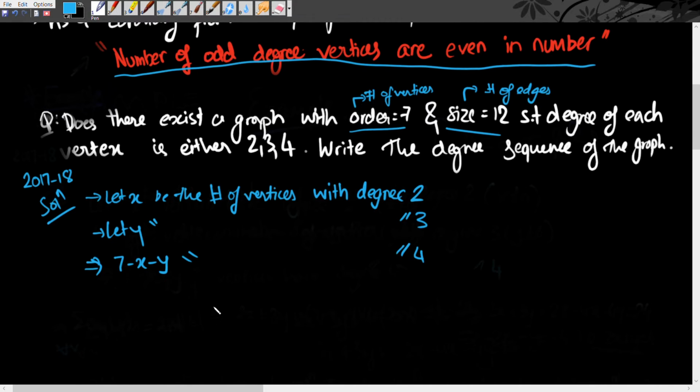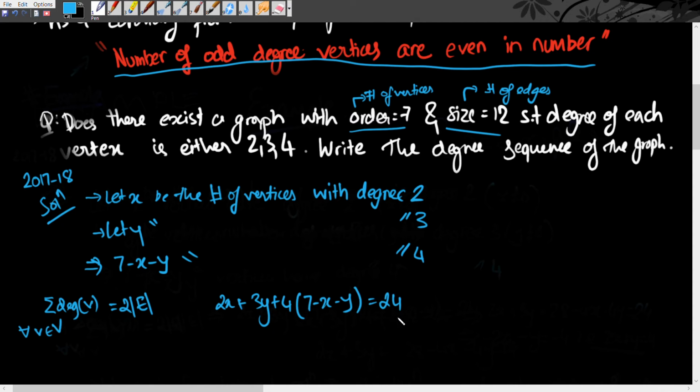Alright, so now we'll use the theorem that we proved in the previous video. It states that the sum of all the degrees equals twice the number of edges. Alright, so using that we have 2 times x plus 3 times y plus 4 times (7 minus x minus y) equal to 24. Solving this we have 2x plus 3y plus 28 minus 4x minus 4y equal to 24, which in turn results in 2x plus y equal to 4.